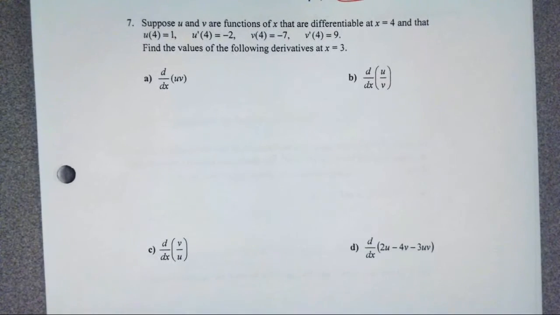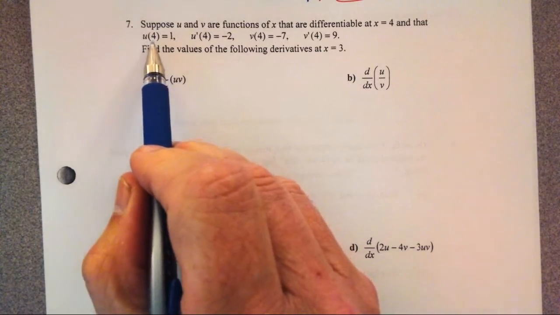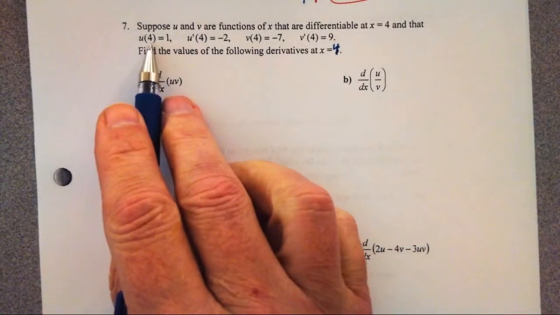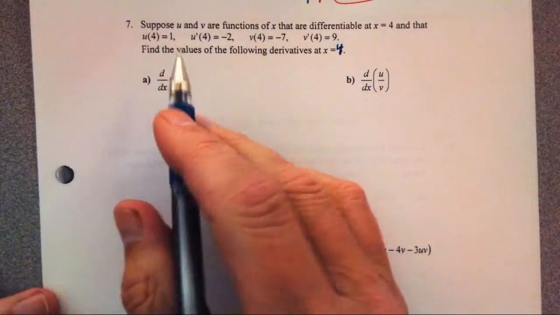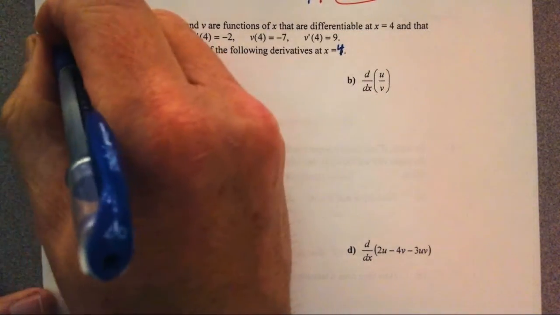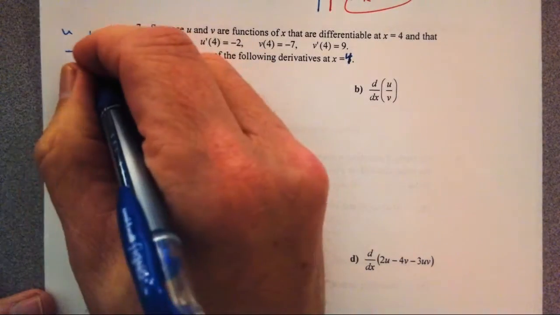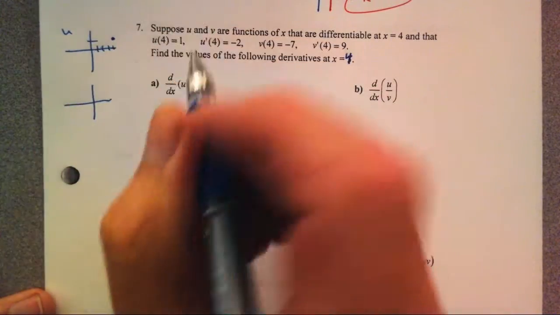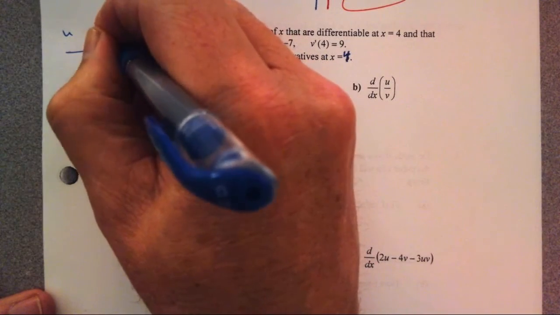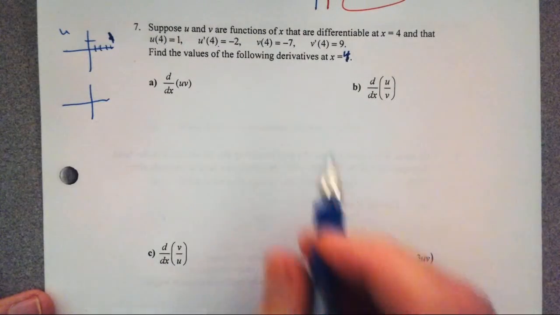Okay, number 7. These are really pretty quick problems. They're kind of cool. I don't know very much about the function u other than that at 4, we're up 1. There's no sense really in graphing it. It doesn't help you for this problem, but I'm going to go ahead and do that anyway, just to give you some sense of what's going on. When I put 4 in, we get 1. So we've got a point right here, and the slope there is -2. So for an instant, the slope is -2 there.